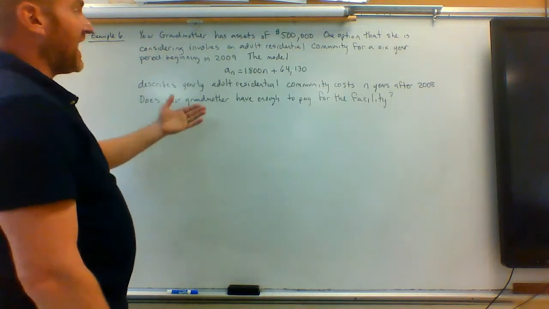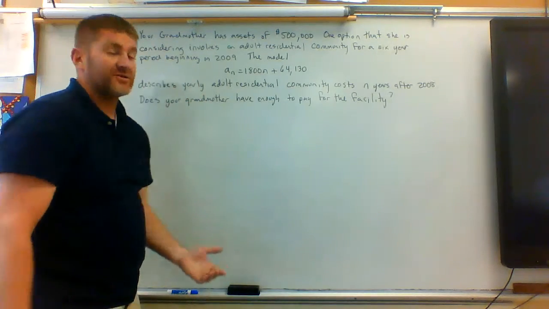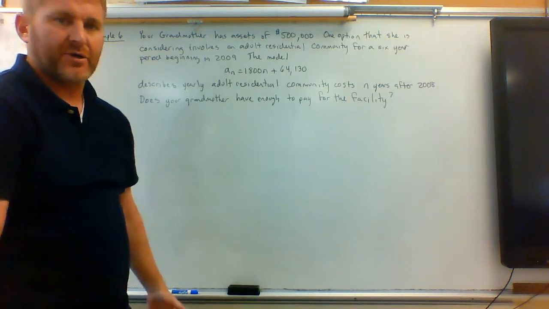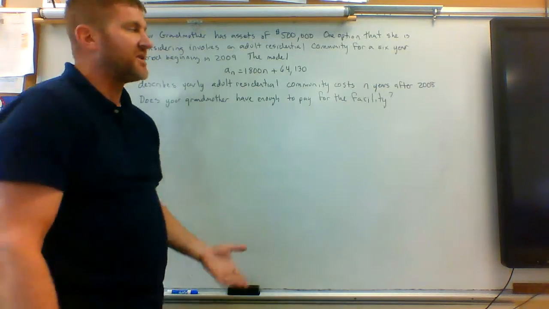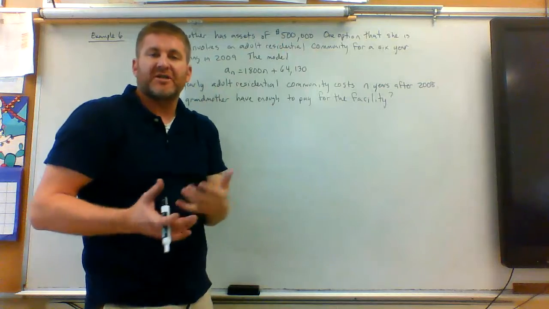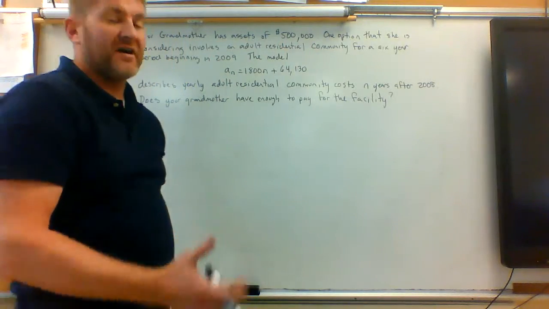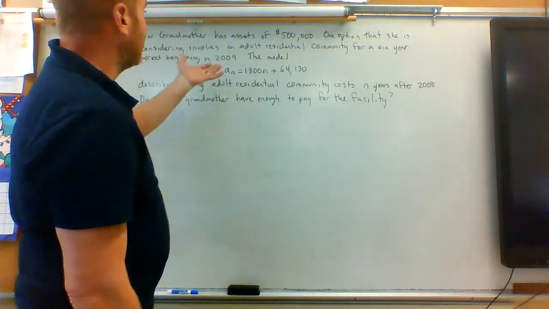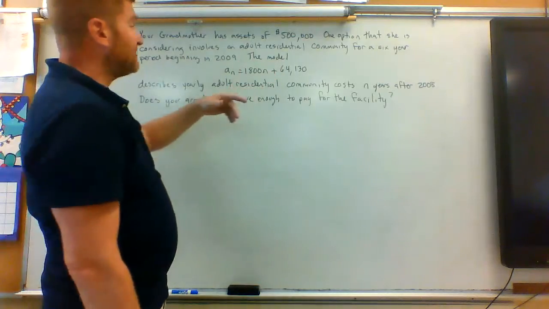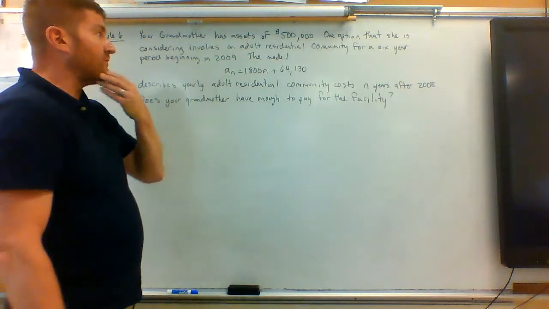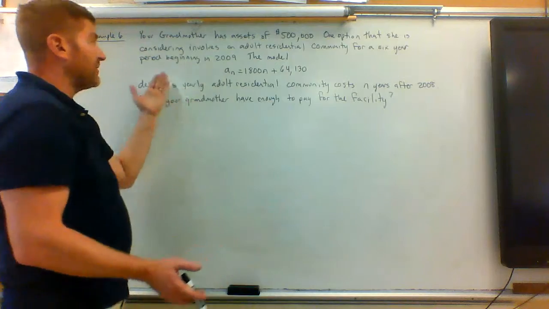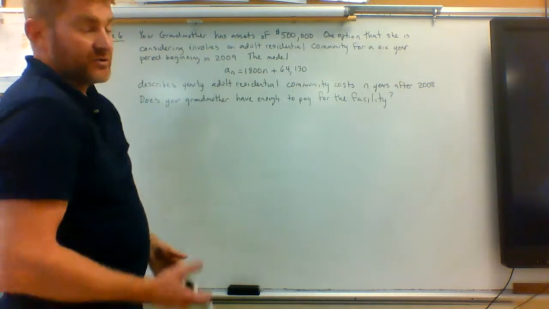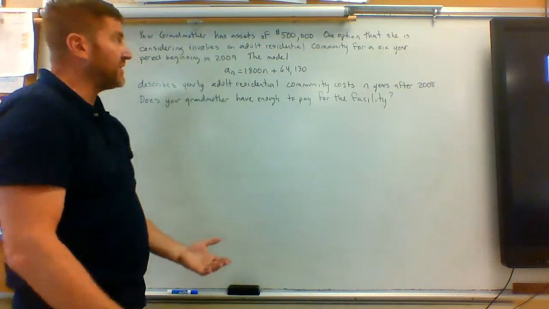Now here goes an application word problem for example 6. Your grandmother has assets of $500,000, which means her house, her car, everything she owns. That's what she has, what she could sell, and that's the money she has available at her age. One option that she's considering involves an adult residential community for a 6-year period beginning in 2009.